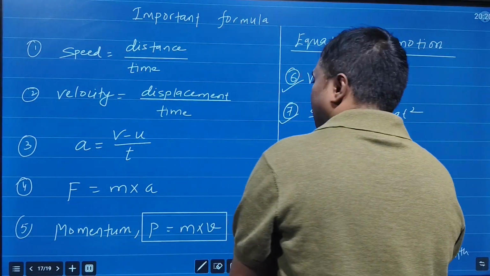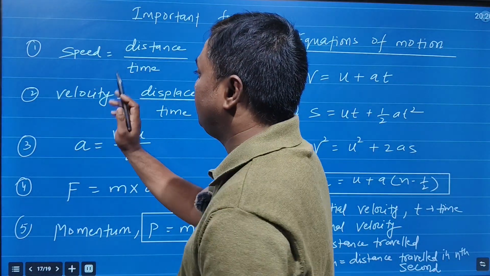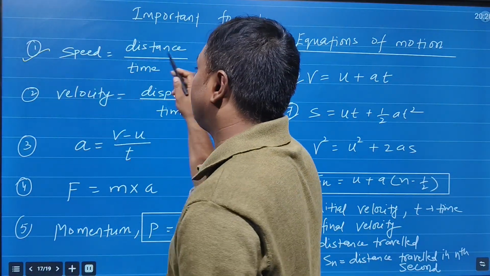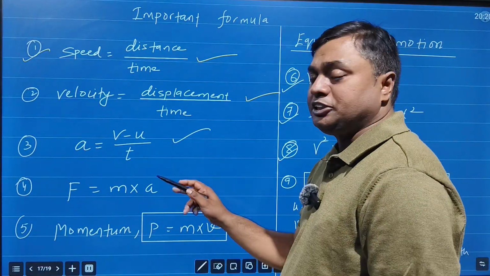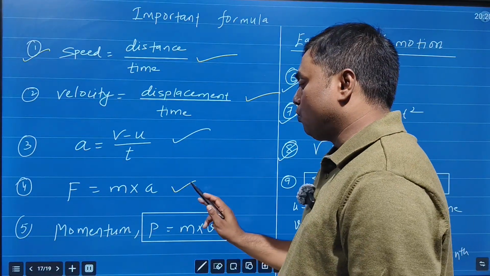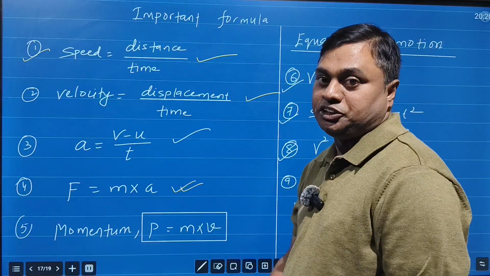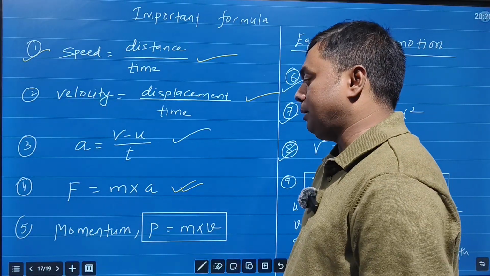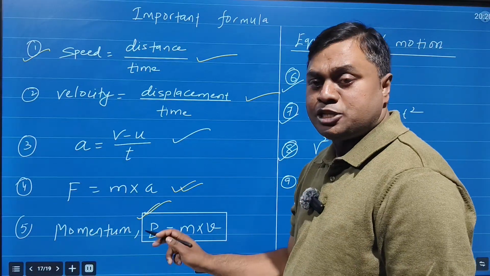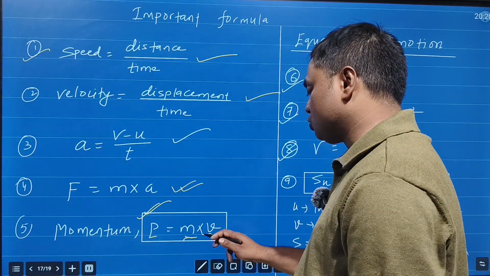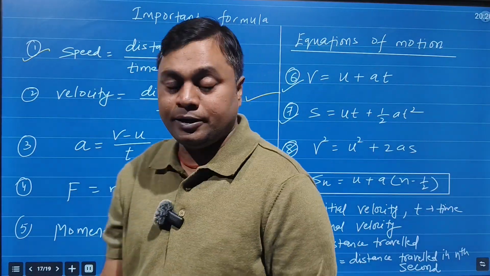Here we can see whatever formulas we have learned and some more extra formulas. Speed is distance by time. Velocity is displacement by time. Acceleration is (v minus u) by t. What is force? Force is nothing but mass into acceleration, F is equal to m into a. What do you mean by momentum? Momentum is represented as P, that is the product of mass and velocity. m into v is the momentum.